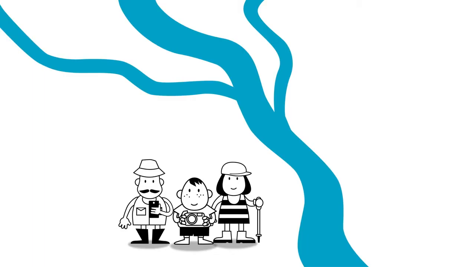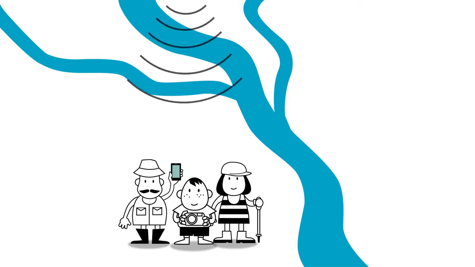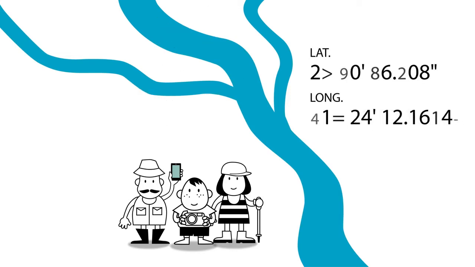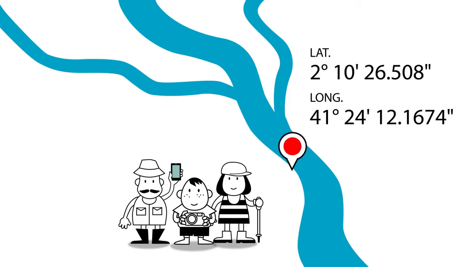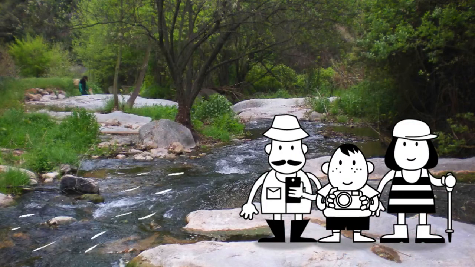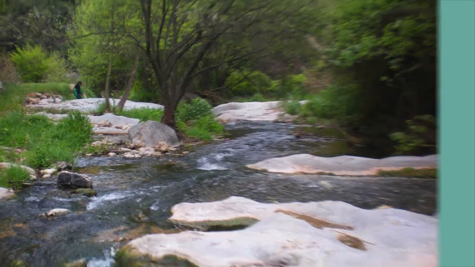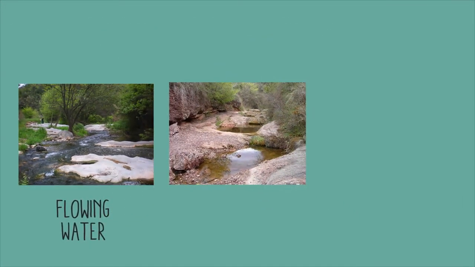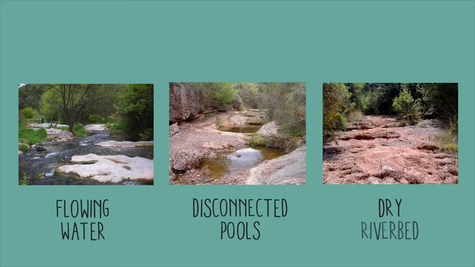First, we indicate our position to know in which river we are. To start, we need to notice if the water is flowing in the river. Sometimes water flow ceases and water remains in disconnected pools. And other times, the flow declines until the riverbed dries completely.